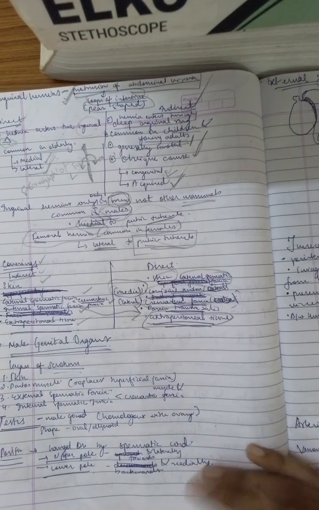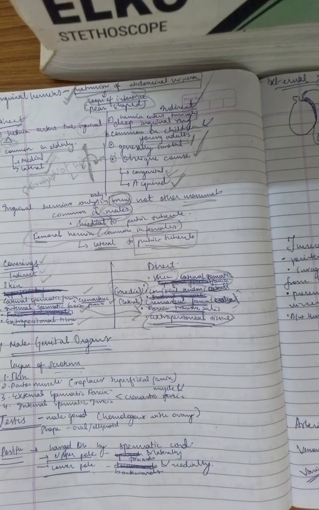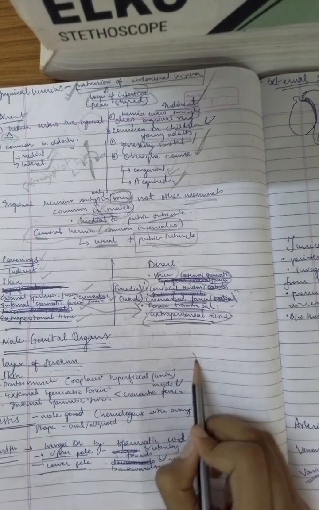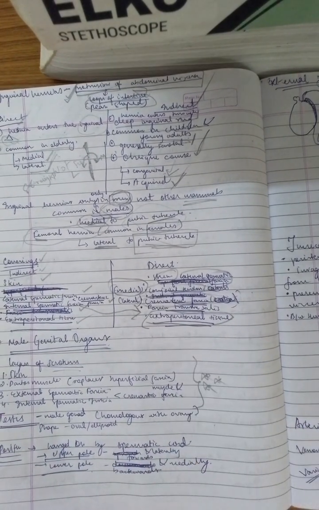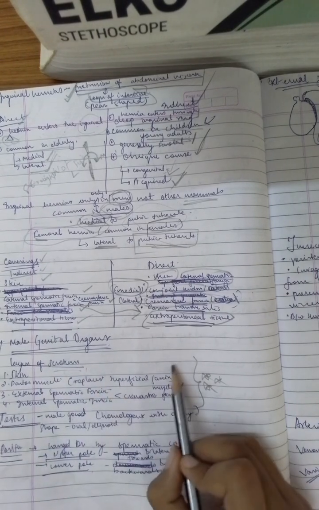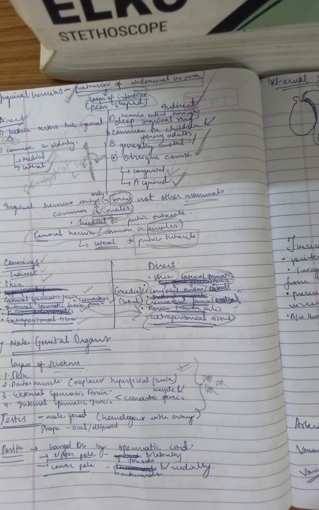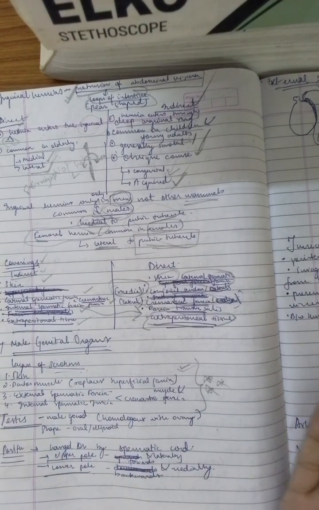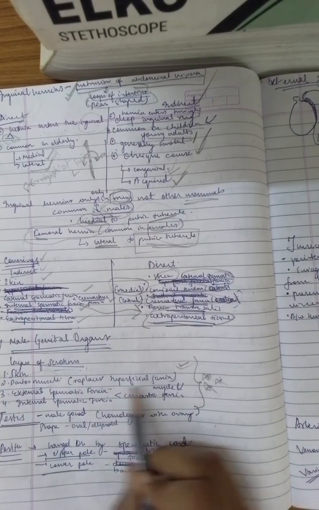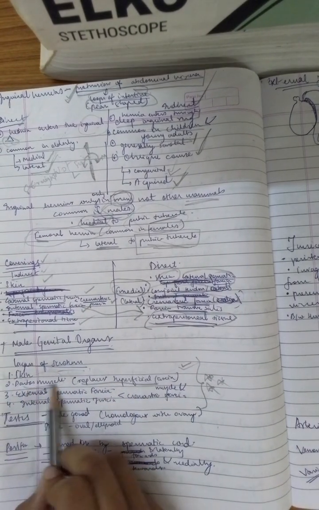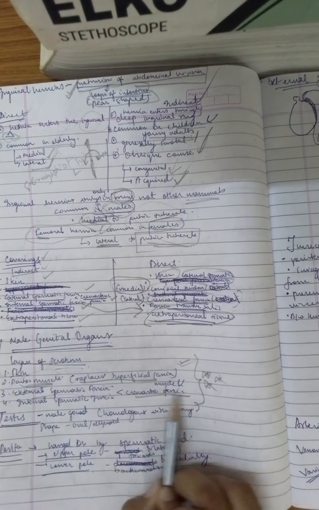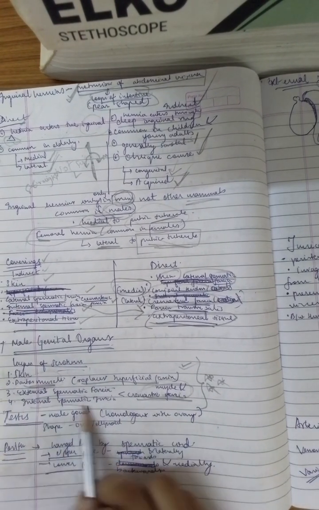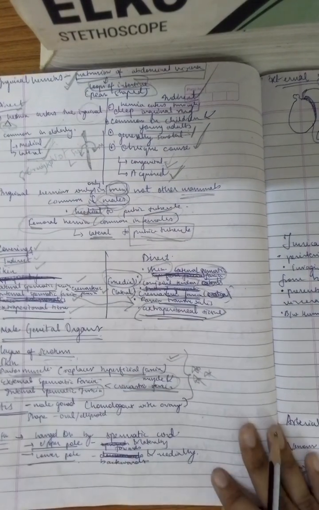My next video is on the male genital organ, where I'll be telling you the layers of the scrotum, which can be asked as a precise question, and then I'll be starting with the testis. So layers of the scrotum: skin. There is no superficial fascia because it is replaced by the dartos muscle. Then external spermatic fascia, cremasteric muscle and fascia, and internal spermatic fascia. These are the layers of the scrotum.